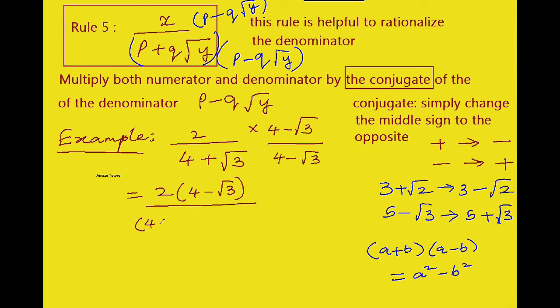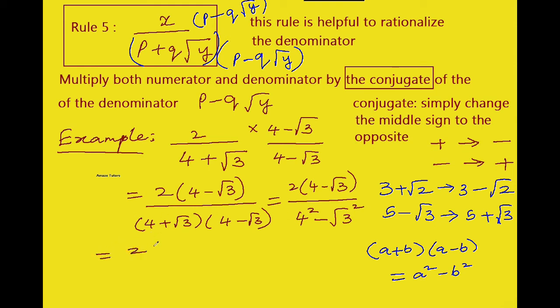Now in the bottom it is in the (a plus b)(a minus b) form, which is simply 4 squared minus root 3 squared, because a squared minus b squared. Now let's continue in the next line: 2 times (4 minus root 3). 4 squared is 16 and root 3 the whole squared is simply 3. Now we got rid of the root 3 in the bottom. We rationalized the denominator already.